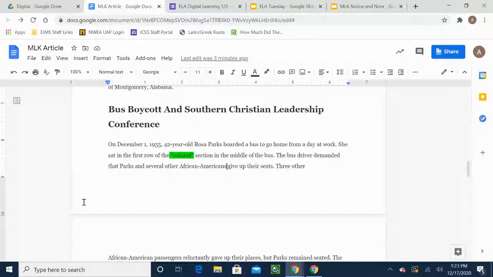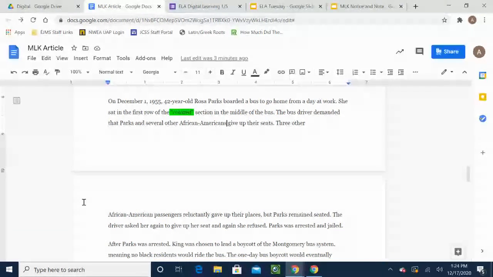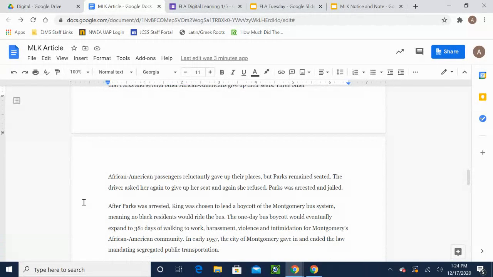Bus Boycott and Southern Christian Leadership Conference. On December 1, 1955, 42-year-old Rosa Parks boarded a bus to go home from a day at work. She sat in the first row of the colored section in the middle of the bus. The bus driver demanded that Parks and several other African Americans give up their seats. 3 other African American passengers reluctantly gave up their places, but Parks remained seated. The driver asked her again to give up her seat, and again she refused. Parks was arrested and jailed.